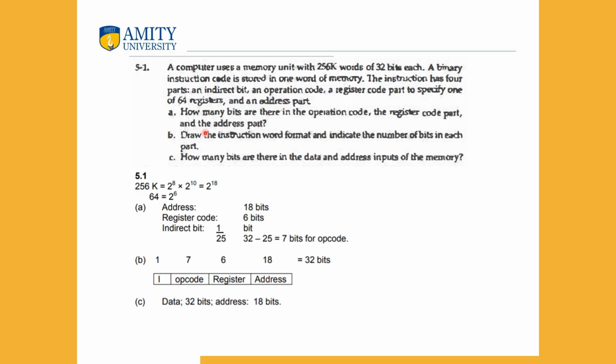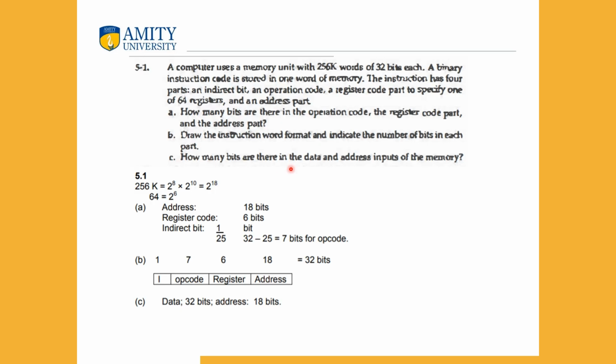Part B asks us to draw the word format, which is simply putting the values that we found in part A into the instruction code format. So the first part will be the mode, the addressing mode, then we have the OP code, register, and finally we have the address. You will write the size of the bits above the fields to mention what the size is. And finally you will have 32 bits in total.